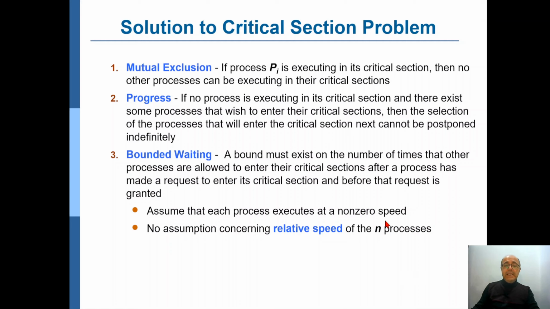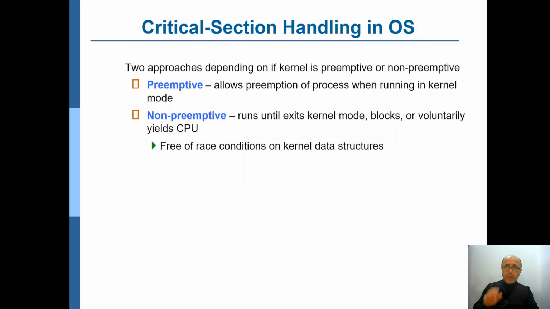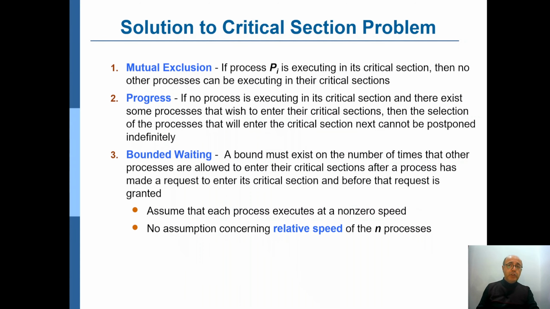And also, never ever make assumptions on the speeds of the processes. Never say P1 runs faster or slower than P2. P1 completes in this much time. Don't make assumptions on that. We're not going to develop our algorithms based on such assumptions because typically such assumptions don't hold. So remember that these three conditions should be met simultaneously for the solution of the critical section problem.